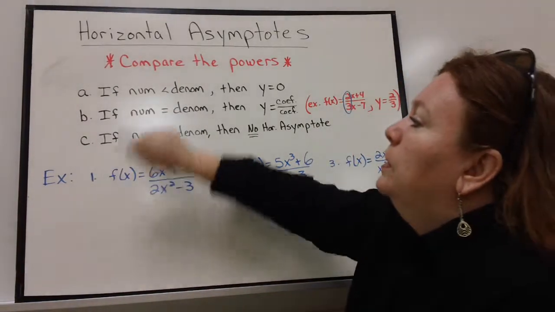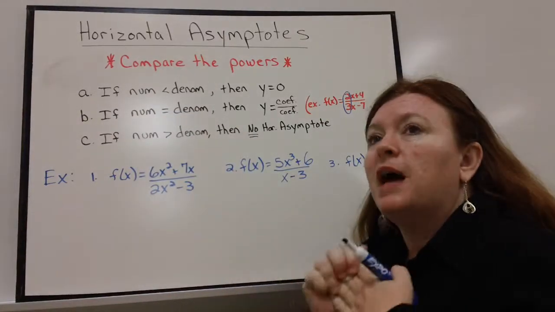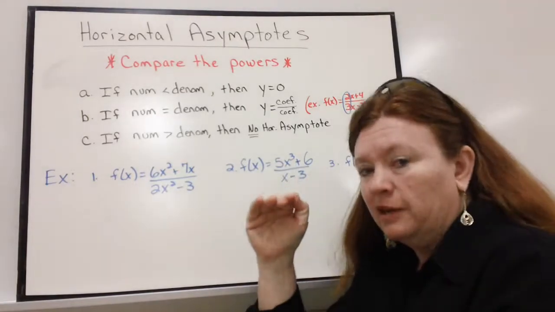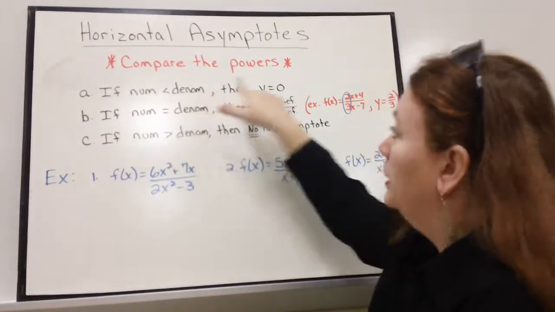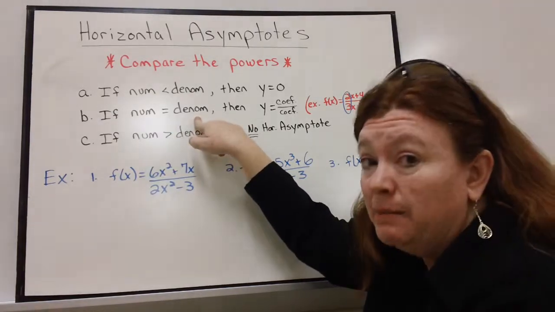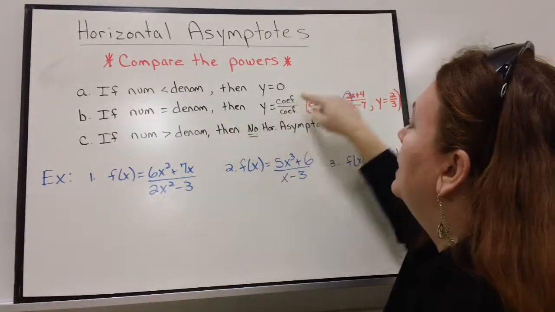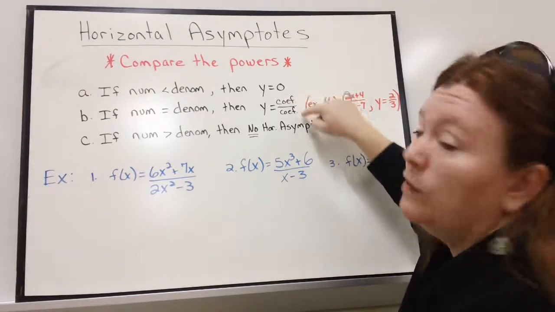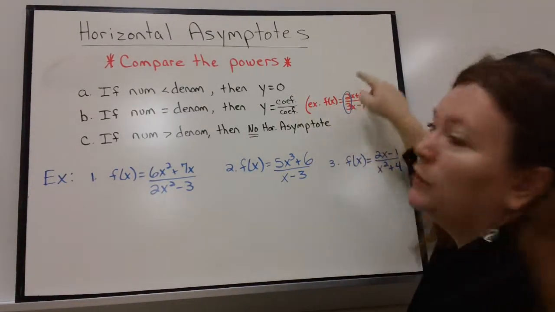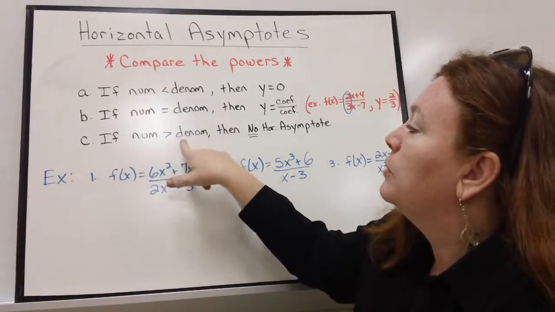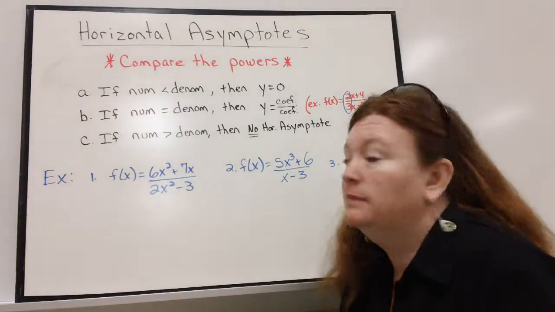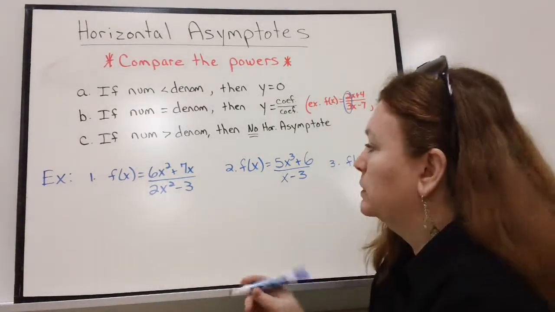All right, so here are 3 rules. We're going to compare the highest power of the numerator with the denominator. If the numerator is smaller, it's y equals 0. If the numerator and denominator are the same power or degree, then you take y equals the coefficient of their degree terms. And if the numerator is greater than the denominator, then you do not have one. You can just write none. So let's try some examples.